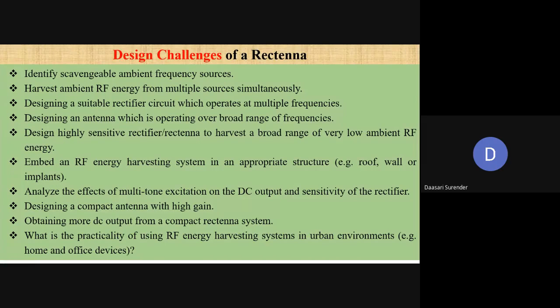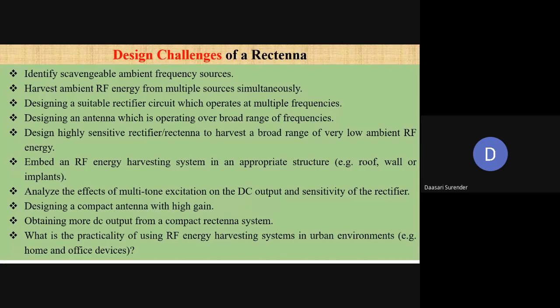And from an implementation point of view, most of the works reported to date have not been applied to any applications. So it is important to embed an RF energy harvesting system in an appropriate structure, whether it may be a roof, wall, or implants, and analyze the effects of multi-tone excitation on the DC output and sensitivity of the rectifier, and design a compact antenna with high gain.